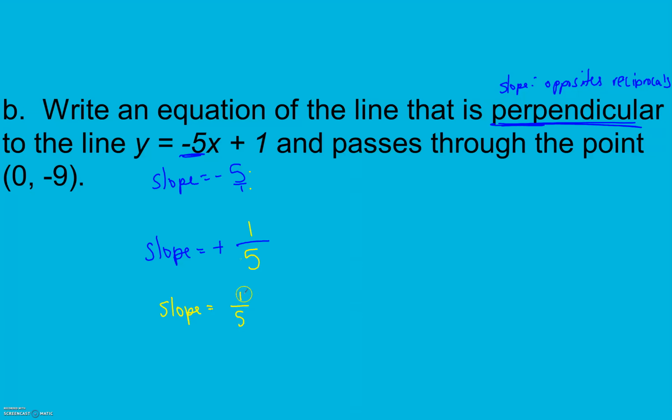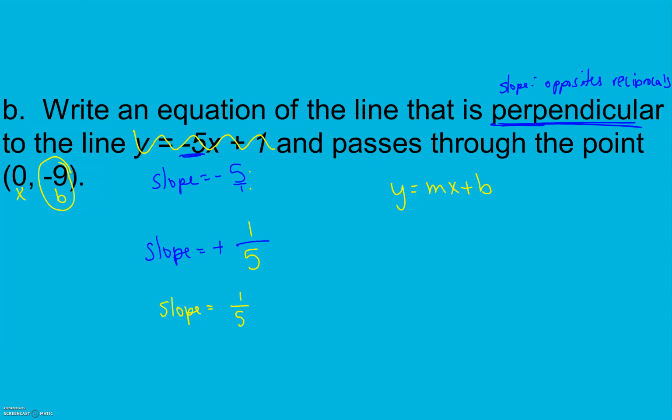Opposite, negative, positive, and reciprocal, 5 over 1, 1 over 5. Again, once we have our slope, we don't care about that line anymore. Perpendicular, okay, we have our slope. We have our intercept because our point here, x is 0, so our y value is our intercept.